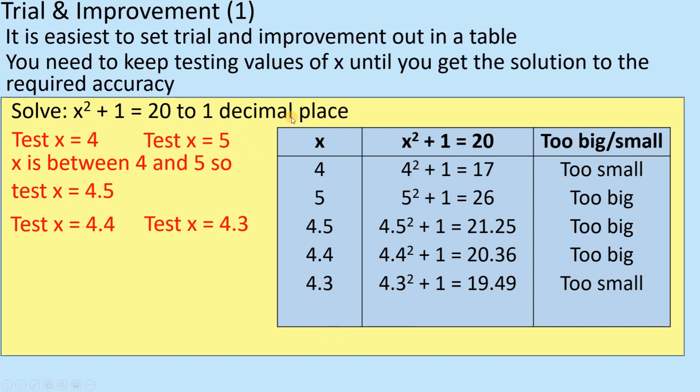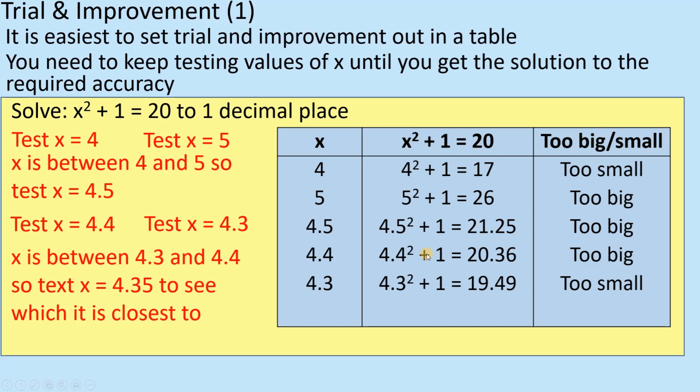Because I'm looking at one decimal place, all these numbers here are to one decimal place, and I've got 4.4 on one side, and I've got 4.3 on the other side. So my solution is somewhere in between these. But it's not asking me that. It's asking me to solve it to one decimal place. So I'm looking for the one which is closest. All right, so of the 20.36 and the 19.49, which is the closest? Well, this was 0.36 away, and this is 0.51 away. So 4.4 is closer to it. All right. Now, it is suggested here that you test 4.35.